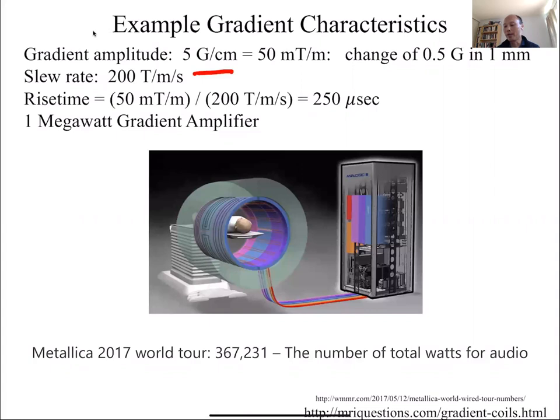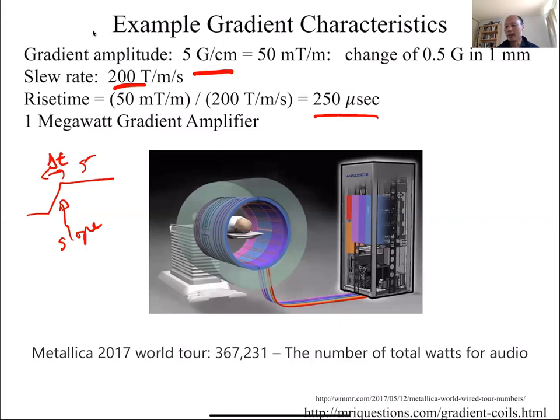And the slew rate, or the rise time: the slew rate is how fast it's changing, the slope of the change. So for example, if I'm going from 0 to say 5, the slew rate would be the slope, okay? And the rise time is how fast I can make that change. So in this case, if I have a 5 Gauss per centimeter gradient and a slew rate of 200 Tesla per meter per second, that means I'm making that transition in 250 microseconds. So very quick.